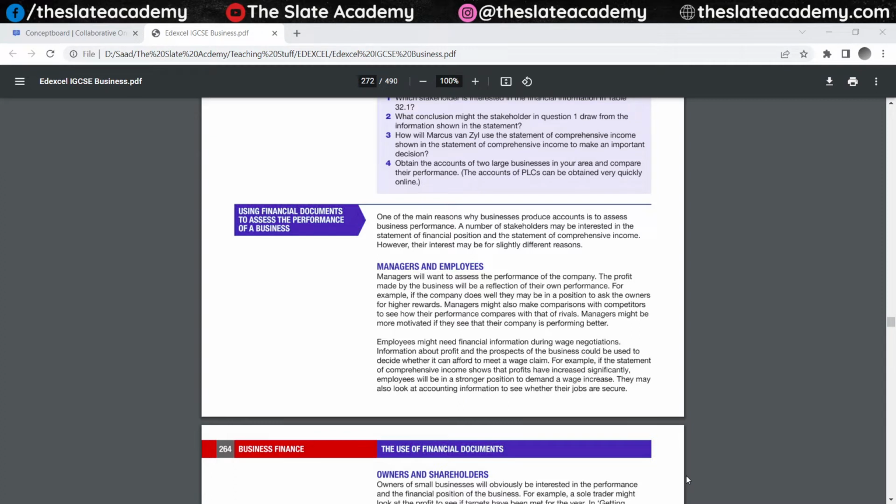Now, let's go through in the sequence in which these things are given in the book. Let's see the employees and the managers. Would they find the financial statements of the business of any use, and how would they use these financial statements? The managers and the employees. Let's begin with that particularly.